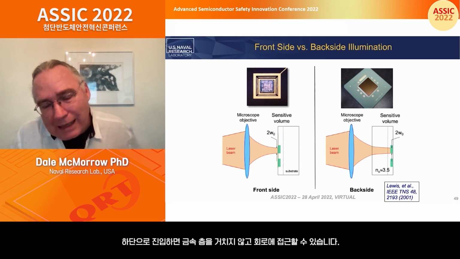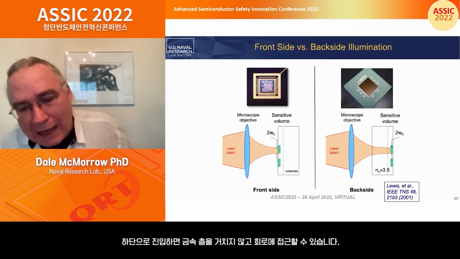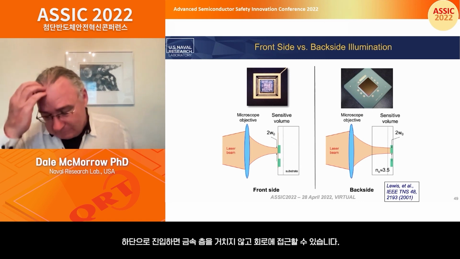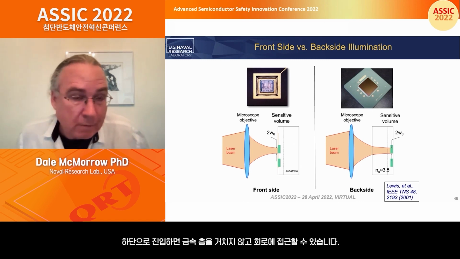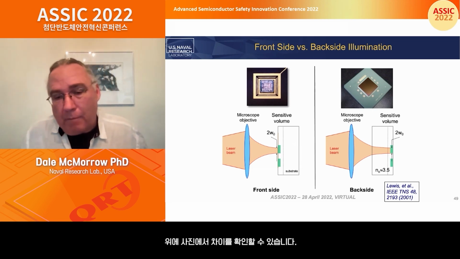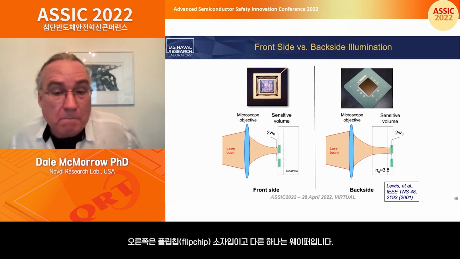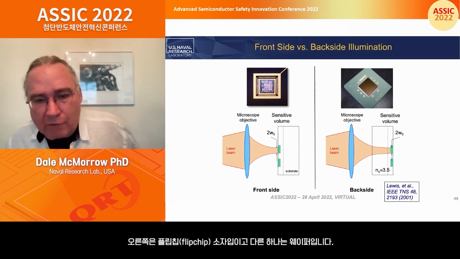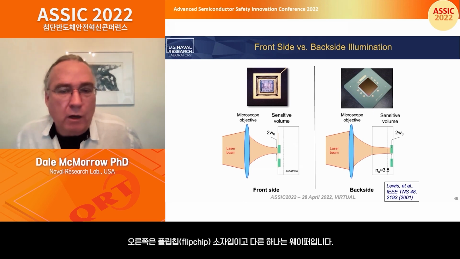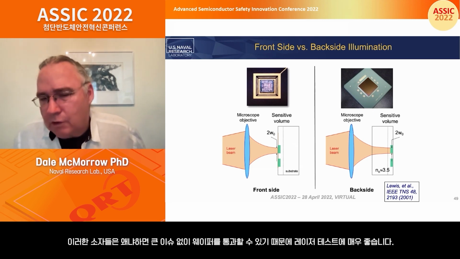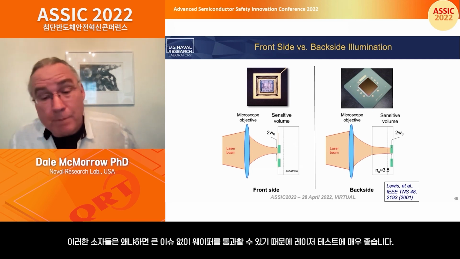You can access the circuit layers without going through the metallization of the processing, the back end of the line, et cetera. And you can see the difference in the photos at the top. You can see the one on the right is a flip chip device where you see basically the wafer. And these are really, really nice for laser testing because we can go right through that wafer without a big problem.